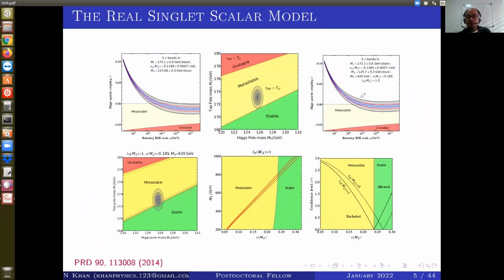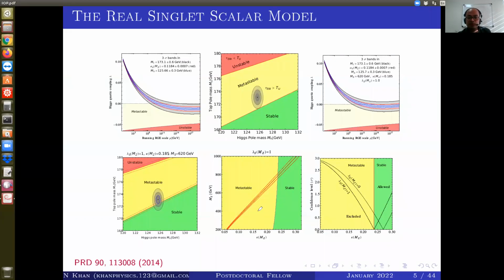For this particular benchmark point, where we get the relic density in the 620 GeV region, we choose this kappa and this lambda so that we can get the relic density exactly. For these parameters, in the standard model it is ruled out at 3 sigma, but in the presence of the singlet scalar, it is ruled out only at 1 sigma for this benchmark point, for this dark matter point. We have again plotted the Higgs potential, kappa versus dark matter mass. Along this line you can get the relic density within 3 sigma.